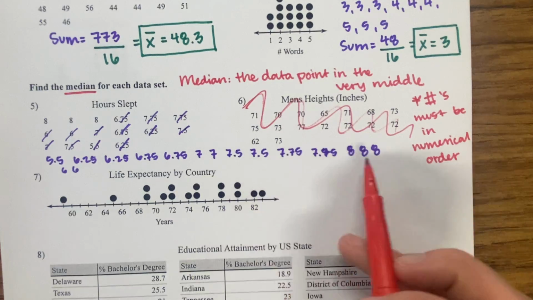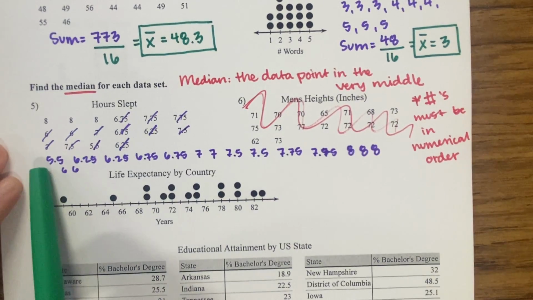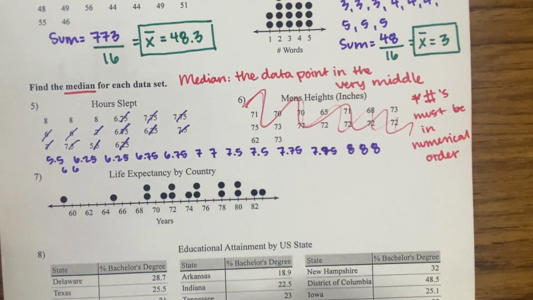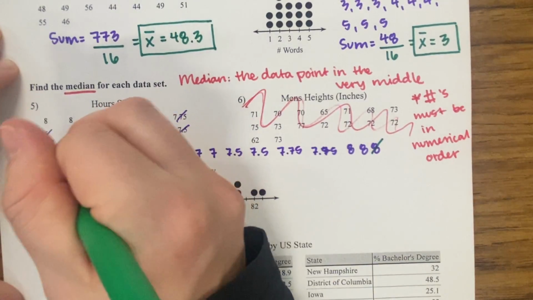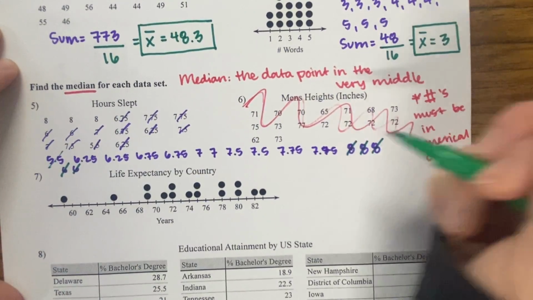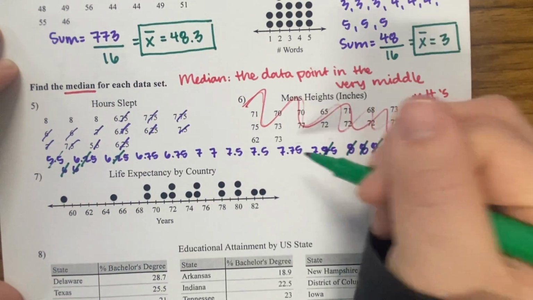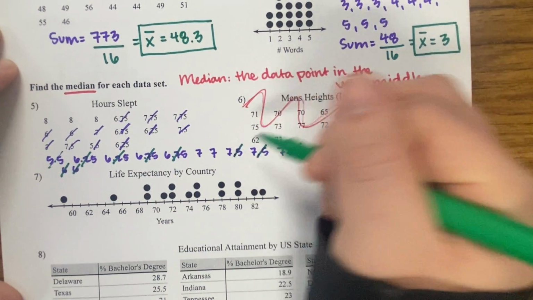Okay, so now that they're listed in numerical order, all we have to do now is cross them off from left to right. So we work our way into the center to find our median. Okay, so I'm going to start with 5.5, 1 of the 8s, 1 of the 6s, another 1 of the 8s, 6, 8, 6.25, 7.75, 6.25.